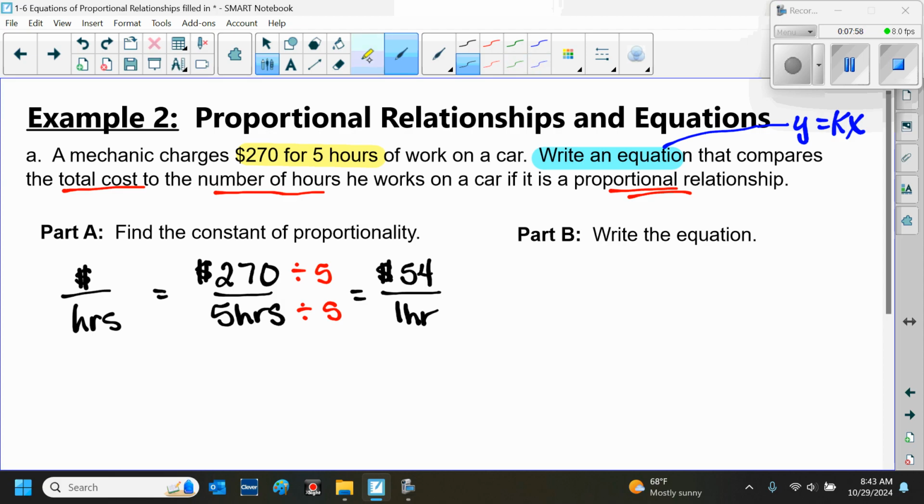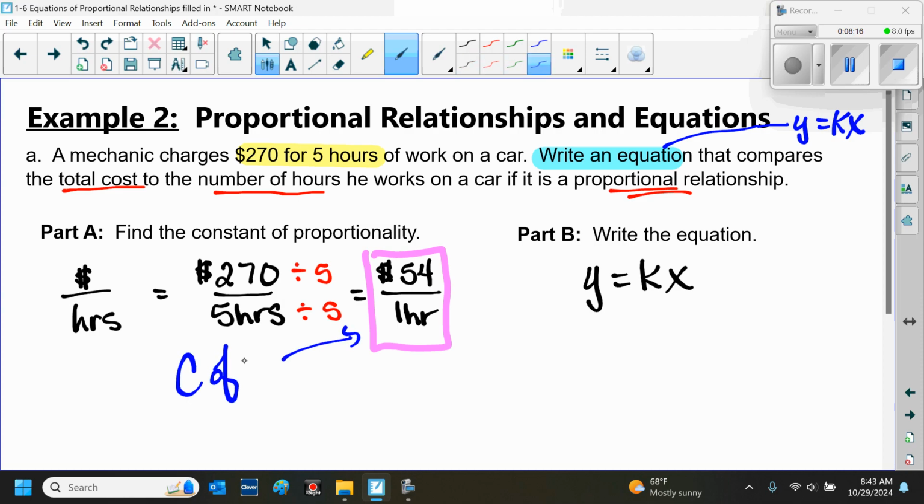So this constant of proportionality is what we are going to put into the equation. Again, the equation is y equals kx. And that constant of proportionality, I'm going to just write it here. This is the constant of proportionality. That is the value k. So we just have to put 54 in there for k. And that's it. My equation is y is equal to 54x.